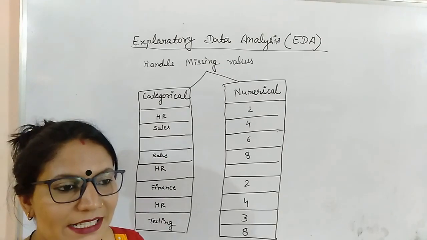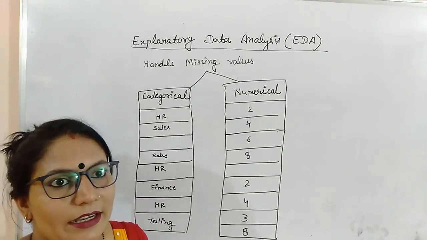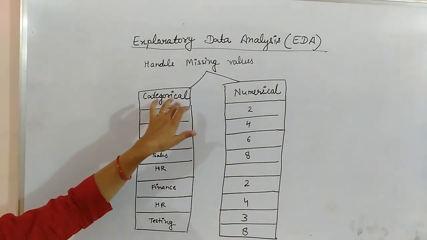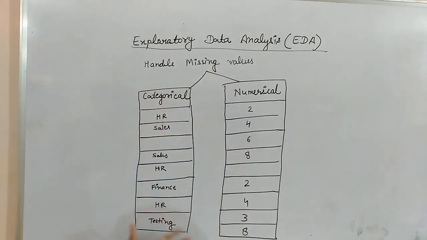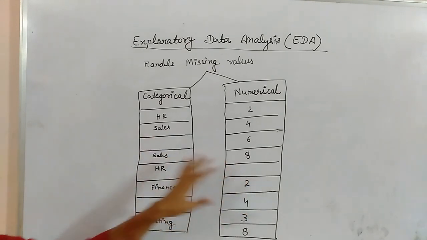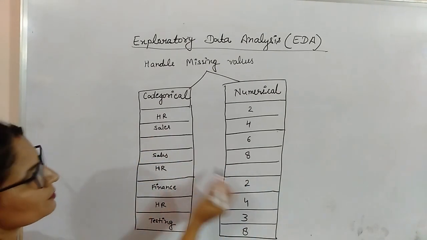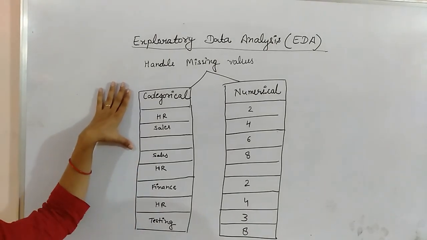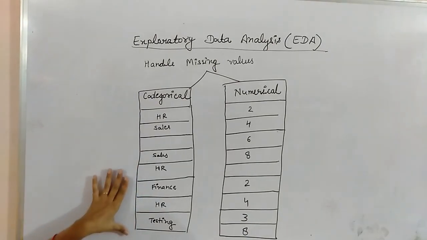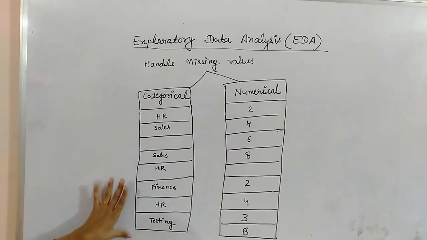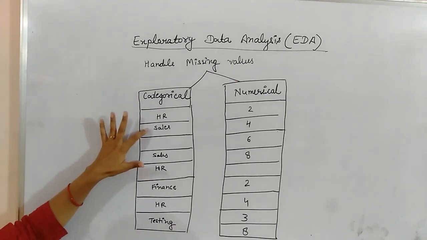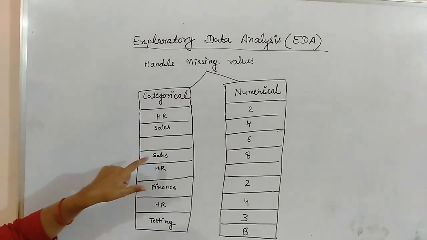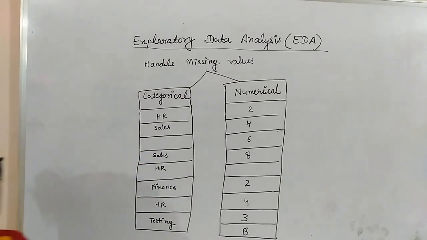Missing data we need to handle in different data types. For example, we have categorical data and we have numerical data, and we have missing values in both. You can see this is missing and this is missing. So how do we fill the missing value when the data is categorical? Let's say we have four categories here: HR, sales, finance and testing. We need to fill this missing record. So how will you fill this?